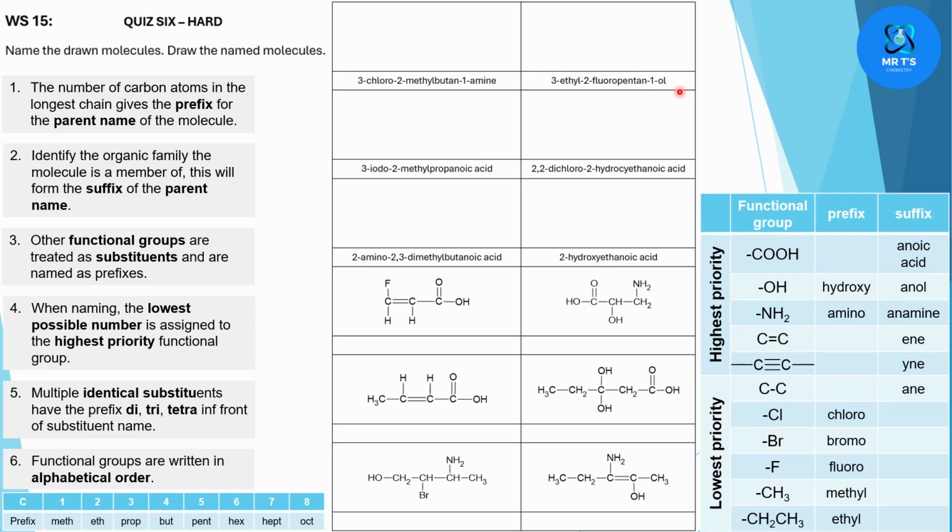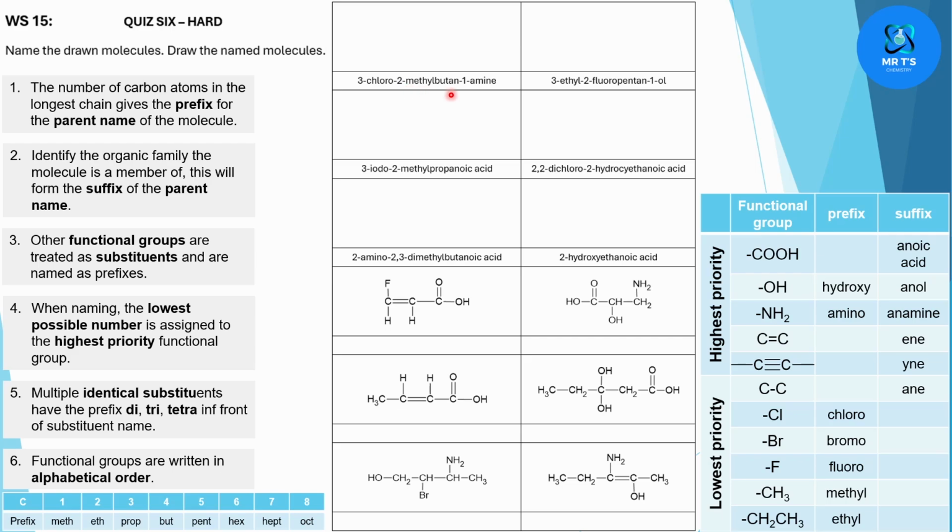Okay, so this is quiz 6 of this series of videos on organic chemistry. What we're looking to do is see whether we can draw or name the molecules that are given here. What I would like you to do is pause the video and see if you can draw these molecules, or name these 6 molecules. Okay, right, let's see how we did.